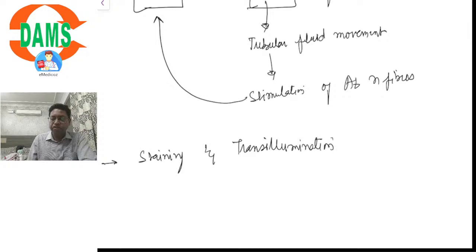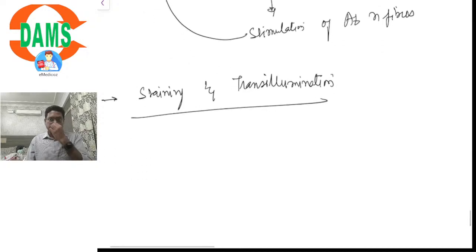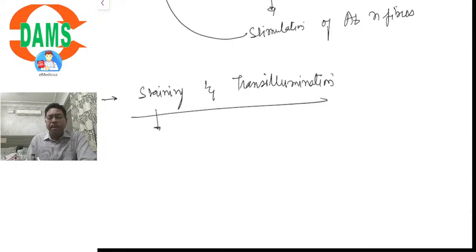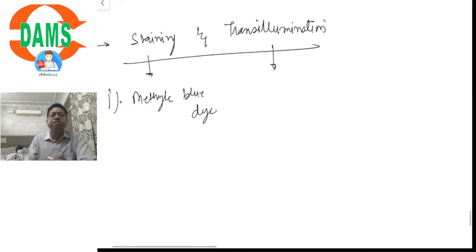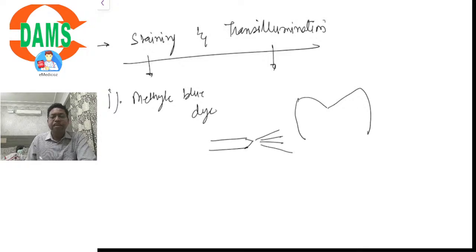Staining and trans-illumination. As the name indicates, we would stain the tooth with a chemical and then see the tooth by illuminating it through the tooth structure. Staining mostly is done with 1% methylene blue. We would apply 1% methylene blue to the suspected tooth, wash it off, and then trans-illuminate the tooth. Suppose this is a tooth suspected of having a crack. From one side, a high intensity white light is shown.